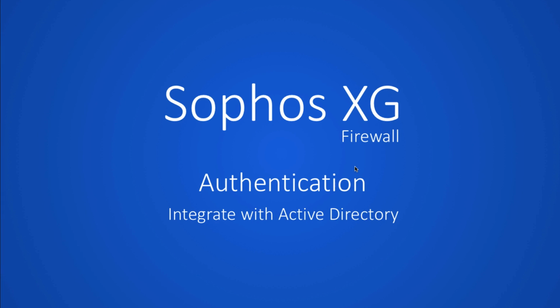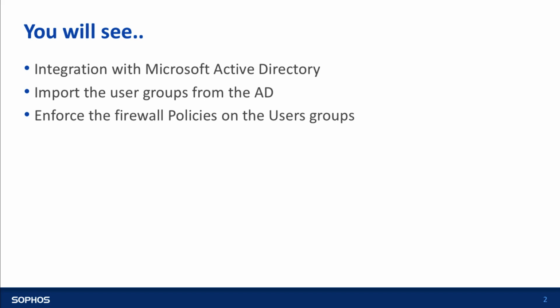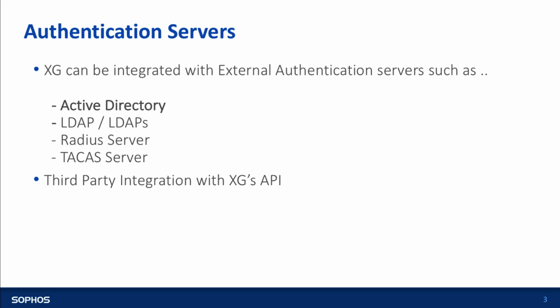In this video, we'll take a look at integrating the Sophos XG Firewall with Microsoft Active Directory Server. We'll also understand how to import the user groups and enforce the firewall policies on the user groups in the directory server. XG can be integrated with a wide range of external authentication servers like Active Directory, LDAP, LDAP Secure, Novell eDirectory, Apple Directory, TACACS, and RADIUS servers. XG can also integrate with API for external authentication.